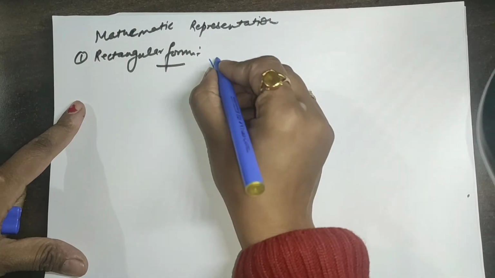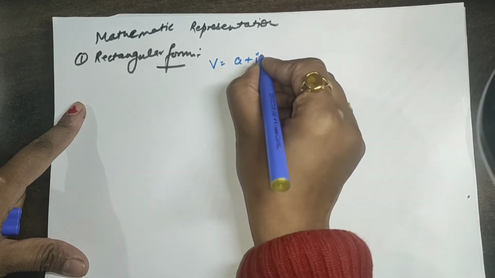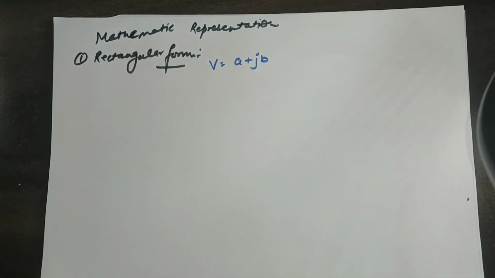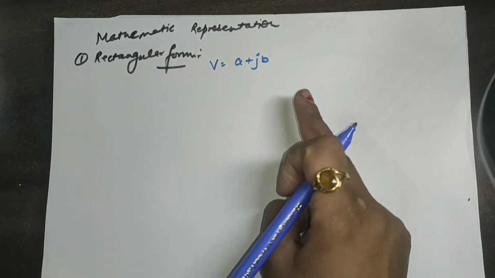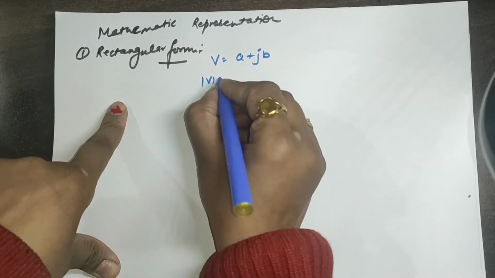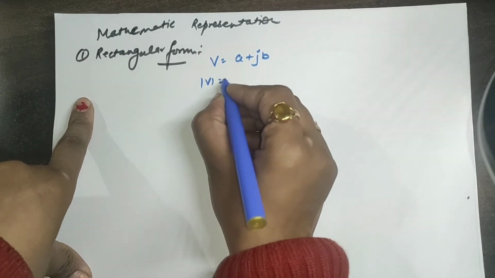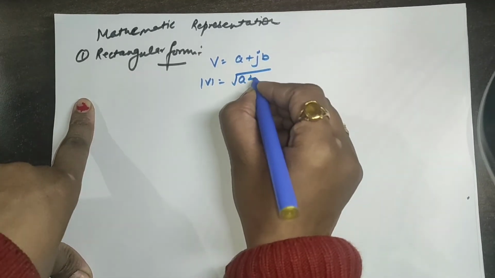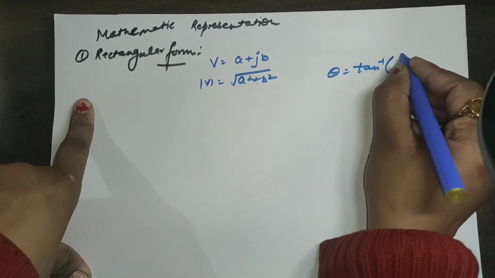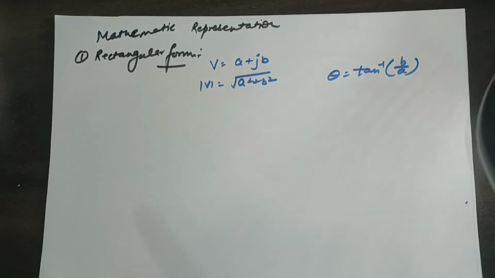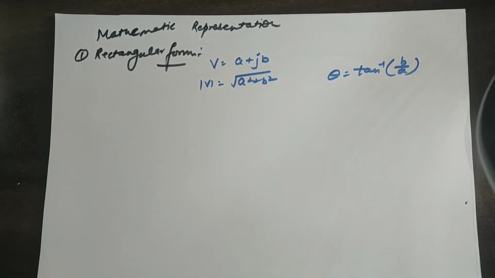In rectangular form, we can express our term as V equals A plus J B, that we have discussed earlier. We can also call it complex form. That is your rectangular form. If we want to know the magnitude, that will be the square root of A squared plus B squared, and theta is tan inverse of B upon A. This is the rectangular form for phasor.